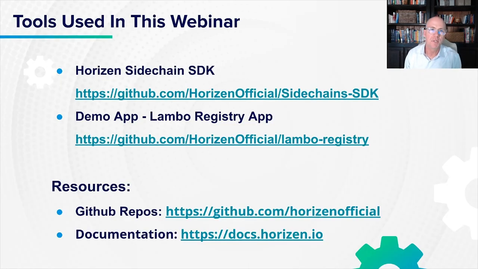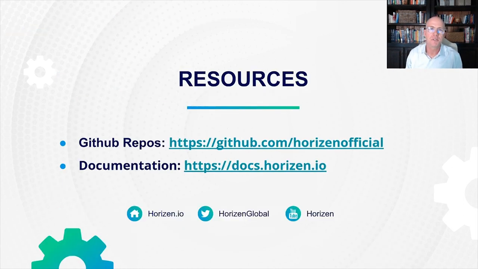So some of the tools used in this webinar, you can find the Sidechain SDK at our GitHub, which is at Horizen Official. Also our demo app there, the Lambo Registry app is there. And then we have our full repos and documentation. And so further resources are able to be gained there. We have extensive documentation at docs.horizen.io.